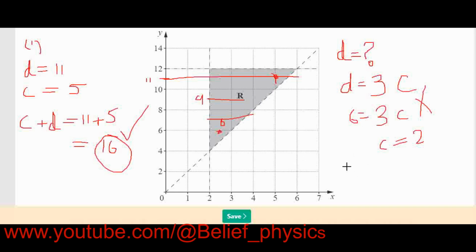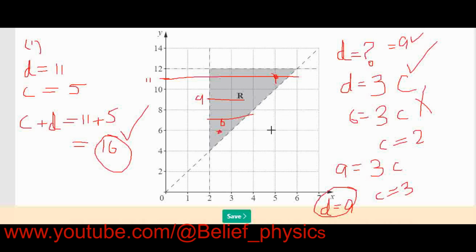Okay, now next is d equal to 9. 9 is also a multiple of 3. If d is equal to 9, then 9 is equal to 3c, which gives c equal to 3. 3 is somewhere here. This line is inside the shaded region, so d can be 9. So the possible value of d is 9, which satisfies this condition. So this is the answer of the question.